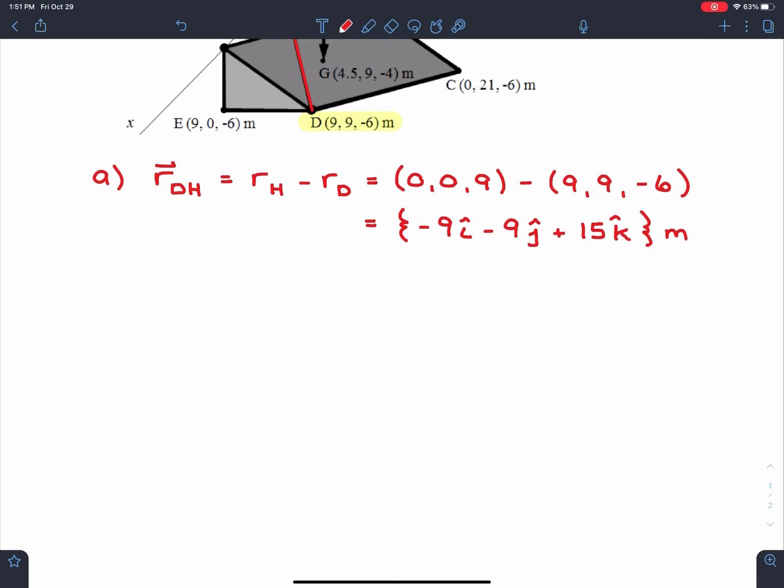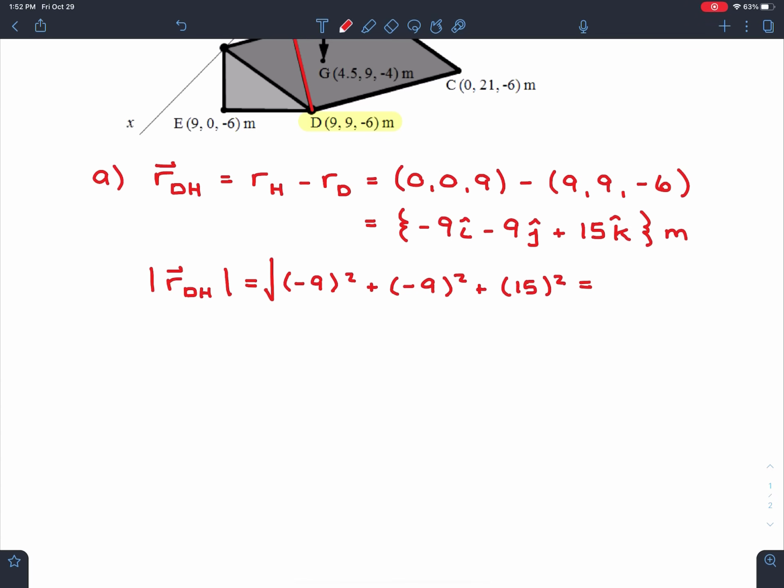Now, the unit vector is easy because all we're going to do is take those three components that we determined, negative 9, negative 9, and 15, and divide them by the magnitude of this position vector. So I'm going to say, okay, I now know the position vector, so if I want to, I can find the magnitude of RDH, and that is simply going to be the square root of all the components squared. So I'm going to make a little square root sign. Component 1, negative 9 squared, plus component 2, also negative 9 squared. Finally, plus component 3, which is 15 squared.